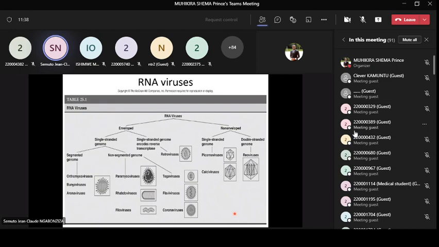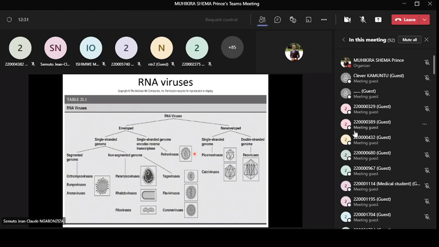So we have enveloped and non-enveloped. Among non-enveloped, we have caliciviruses and reoviruses, which is double-stranded, and others single-stranded. Enveloped, we have single-stranded genome which has reverse transcriptase. And this is the category of HTLV and HIV, simply retroviruses. They have an enzyme, they are in class 7 but more classification. Then we have those with single stranded genome.